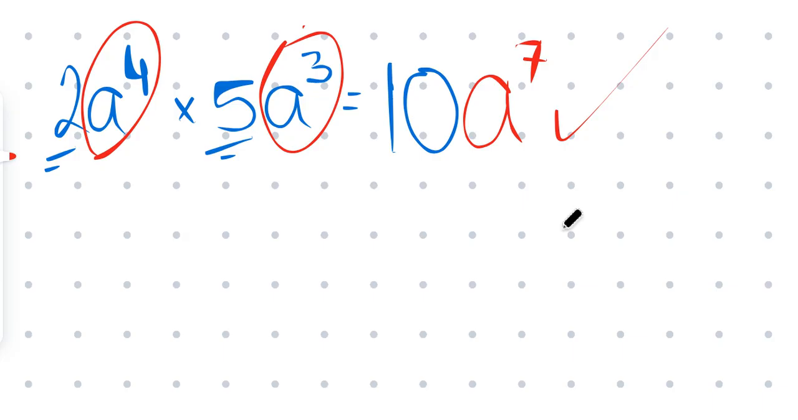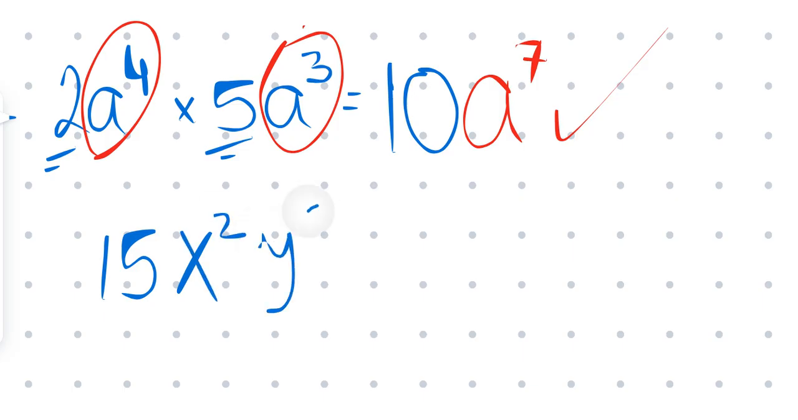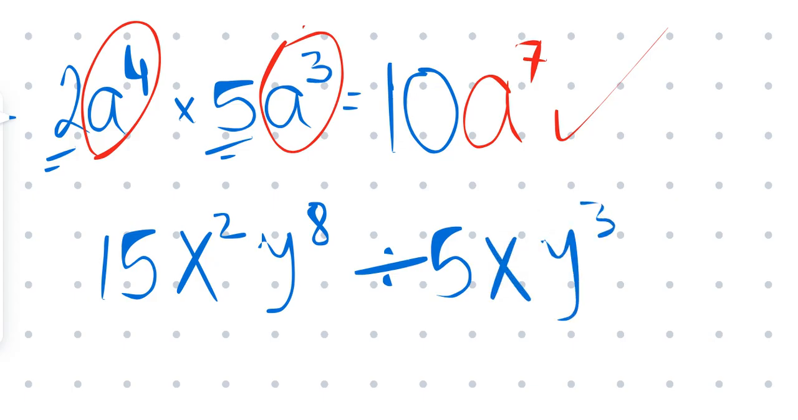Okay, let's try to combine them again. If we say, for example, 15 x squared y to the power of 8 divided by 5x y to the power of 3. So we said number by number, variable by variable.